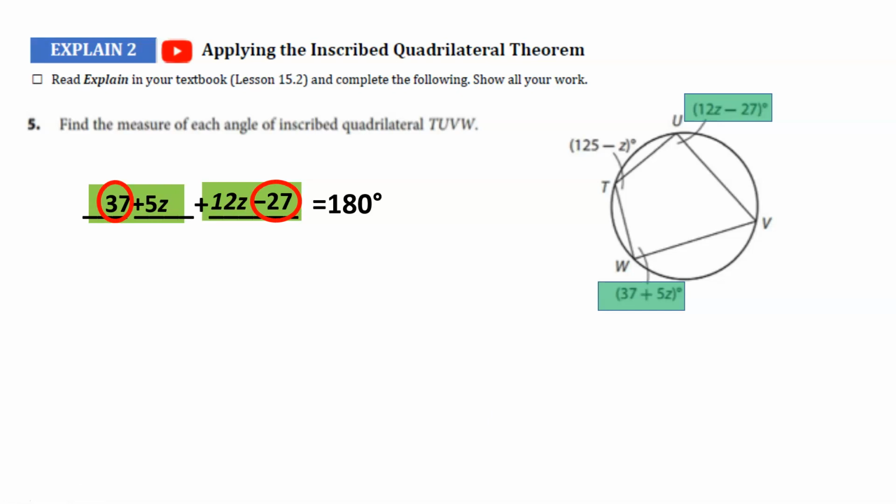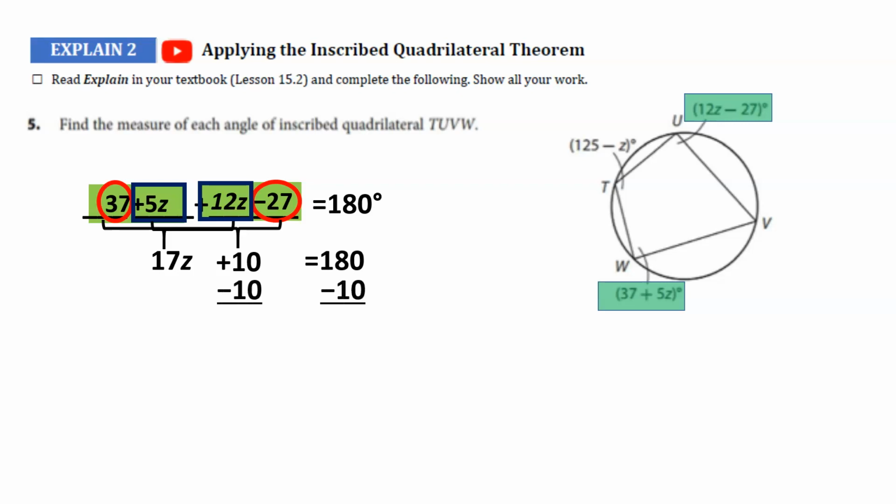What's 37 take away 27? And that would be 10. What's 5Z plus 12Z? 17Z equals 180. What's the opposite of adding 10? Subtracting 10. That'll cancel out. I'm left with 17Z. What's 180 take away 10?